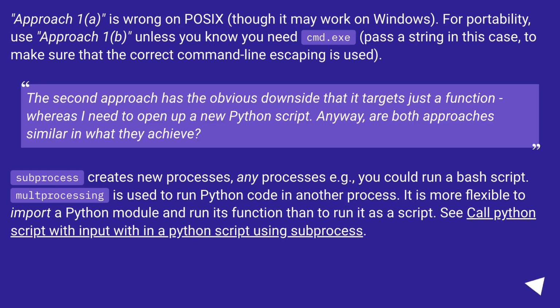The second approach has the obvious downside that it targets just a function, whereas I need to open up a new Python script. Anyway, are both approaches similar in what they achieve? Subprocess creates new processes. Any processes, for example, you could run a bash script. Multiprocessing is used to run Python code in another process. It is more flexible to import a Python module and run its function than to run it as a script. See: call Python script with input within a Python script using subprocess.